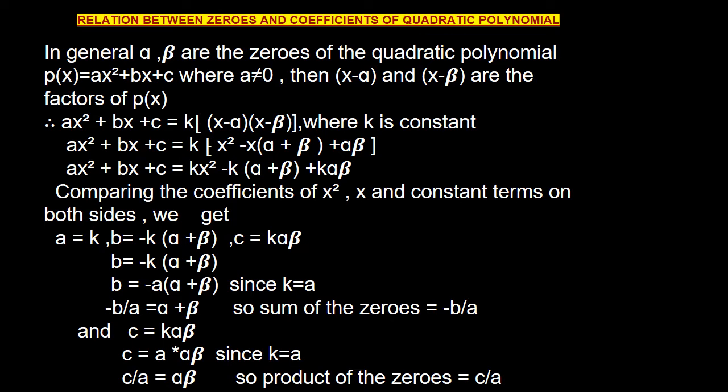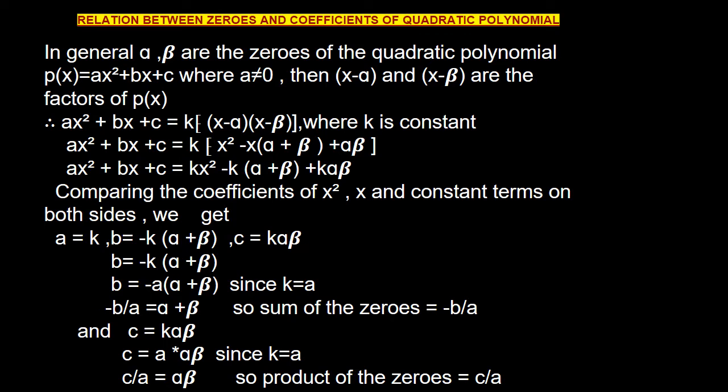That means here ax square plus bx plus c, the quadratic polynomial, is factorized. So the factors are x minus alpha into x minus beta. So ax square plus bx plus c is equal to k into, if we multiply x minus alpha into x minus beta, we will get x square minus x into alpha plus beta plus alpha into beta.